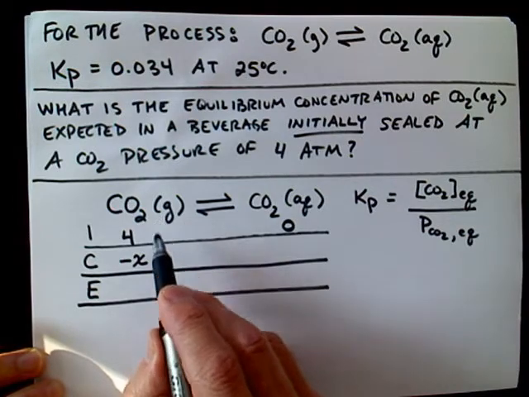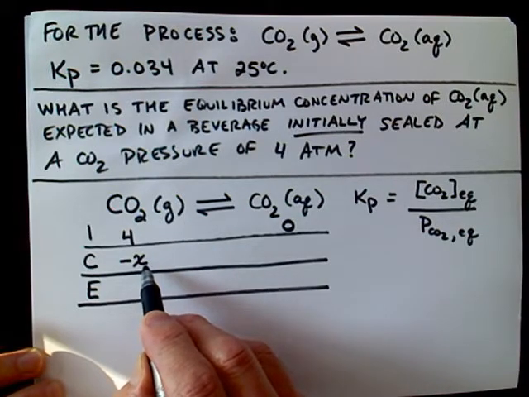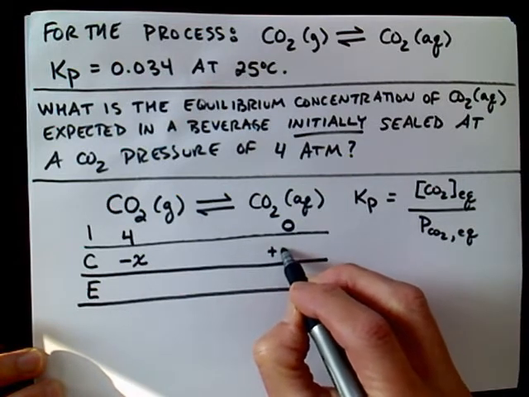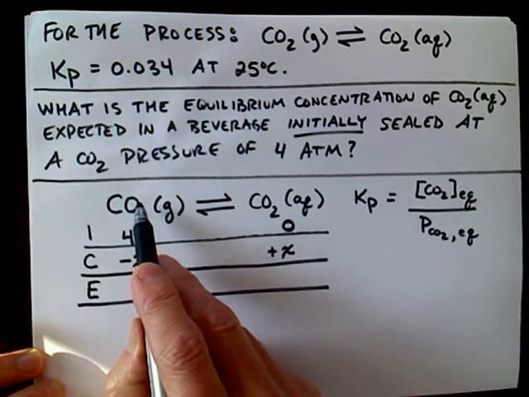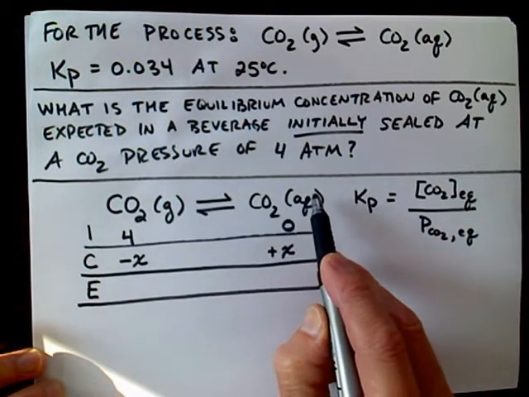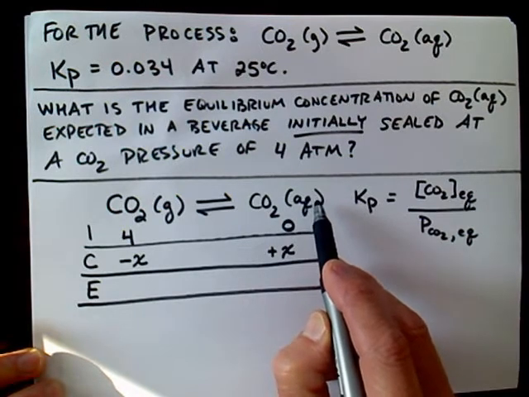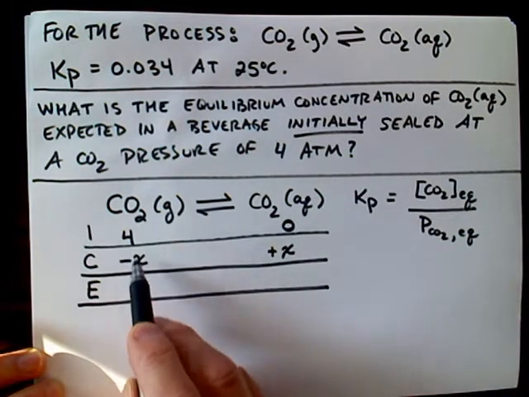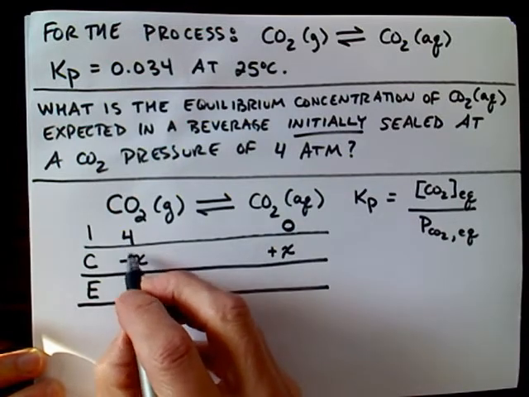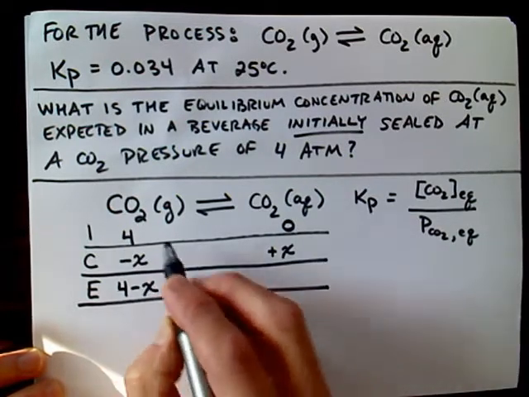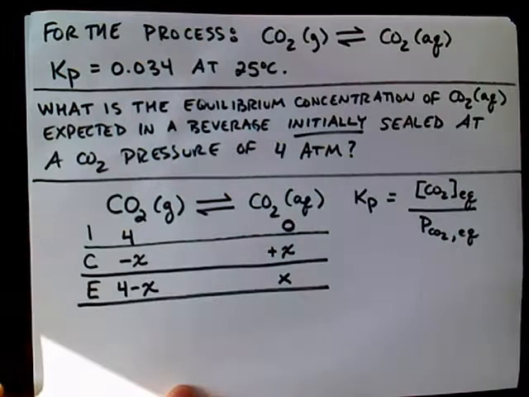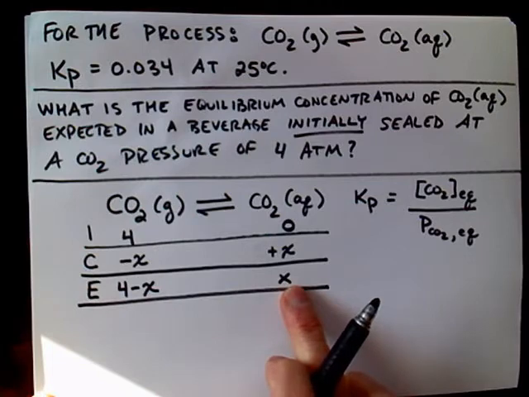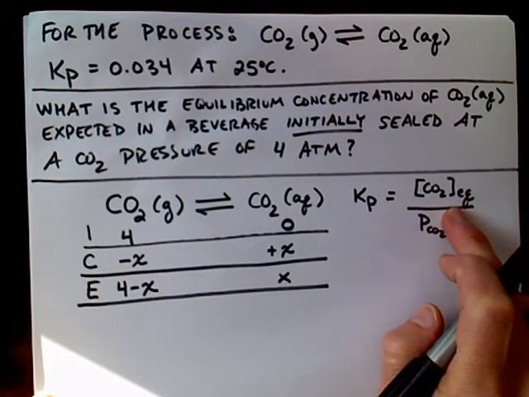And by stoichiometry, if we lose X amount of carbon dioxide gas, we're going to gain X amount of dissolved carbon dioxide in the beverage, because the stoichiometry is 1 carbon dioxide gas molecule for every molecule of dissolved carbon dioxide. So our equilibrium values are going to be 4 minus X for the pressure, and 0 plus X, which is just X, for the dissolved carbon dioxide. Now we'll plug these equilibrium values into the equation and solve for X.